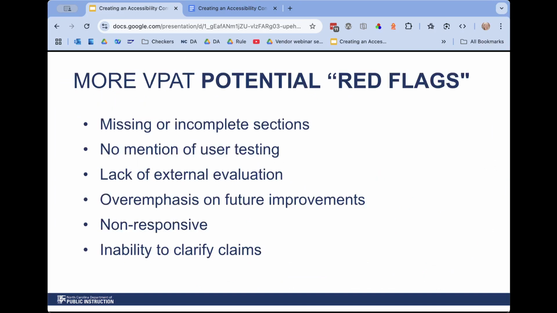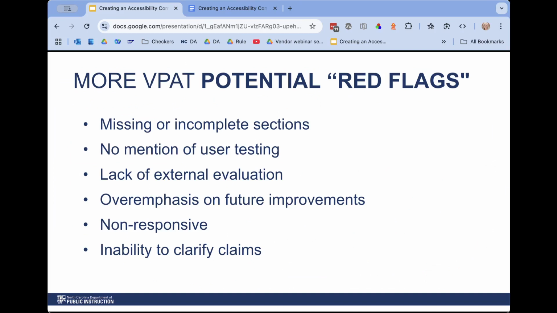Now, here's some more potential red flags. Obviously, if there's missing or incomplete sections, if you are not telling me that there's been any users with disabilities involved in your feedback, again, it's not necessarily a deal breaker, but it tells me that these are things that we're going to need to address as we're going through the procurement and implementation of the solution, so that we can make sure that that's part of the plan moving forward.